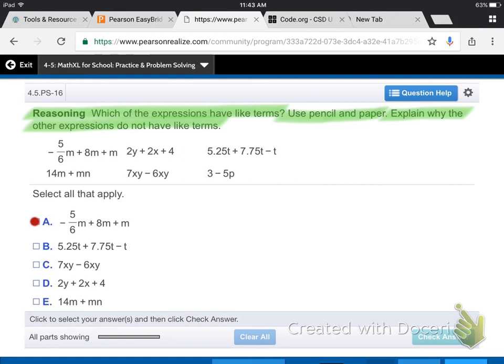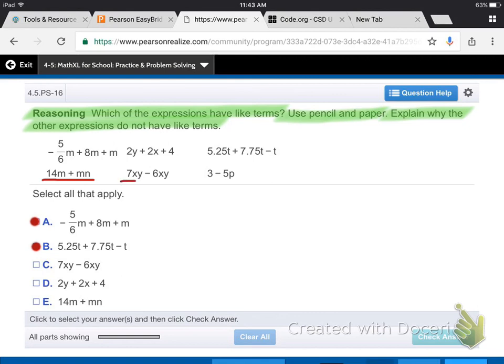Nope. How about 5.25t plus 7.75t minus t? Yep, there's at least 2 terms that have t for the variable. And then the next one, 14m plus mn. Okay, are there like terms? Can we combine them together? The tricky thing is that this expression right here, no like terms, because it would either have to be 14mn or the other term would just have to be plain m. Then we could add them together.